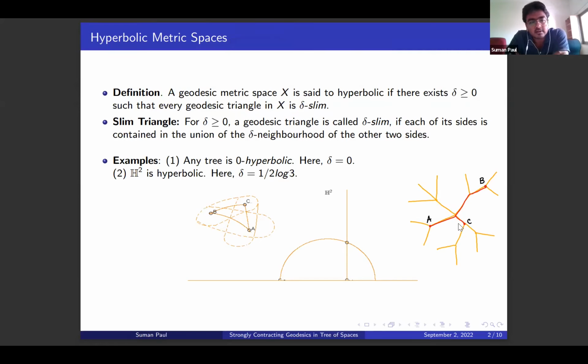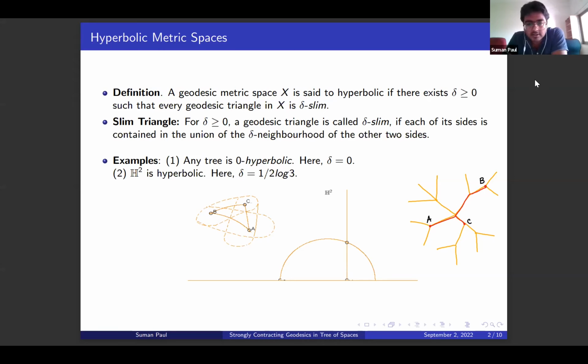by defining the hyperbolic metric space. So a geodesic metric space X is called hyperbolic, delta hyperbolic, if there exists some delta greater than or equal to 0, such that every geodesic triangle in X is delta slim.